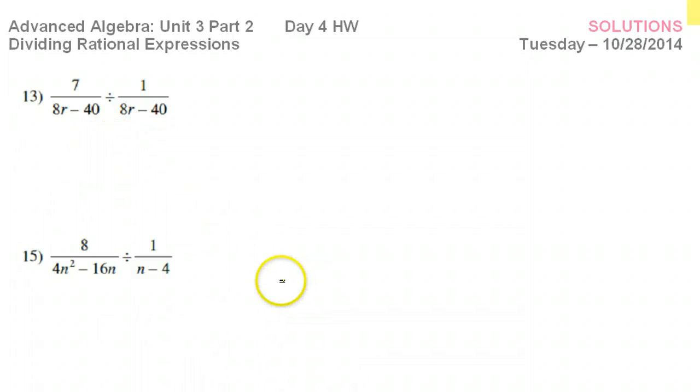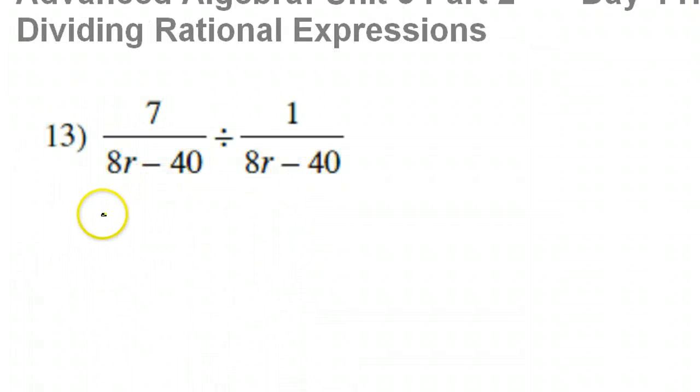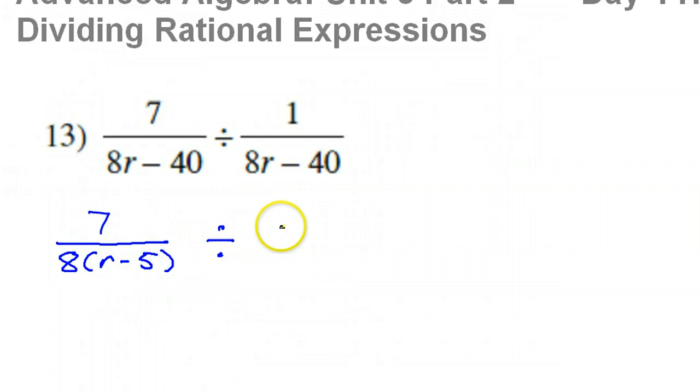Okay, anyway, let me zoom in. I see some GCF happening here, so I'm going to have 7 over, let's see, GCF is 8, so that's 8 times r minus 5, divided by, you know what, I guess I didn't really need to do this. So I see 8r minus 40 and 8r minus 40. Well, I'm going to keep doing what I'm doing, it'll just make it a little easier to see what the restrictions are.